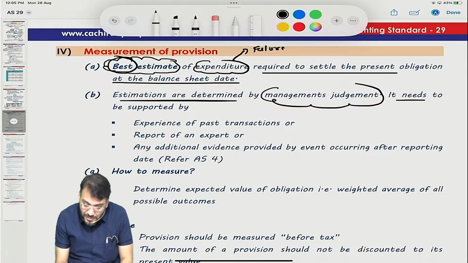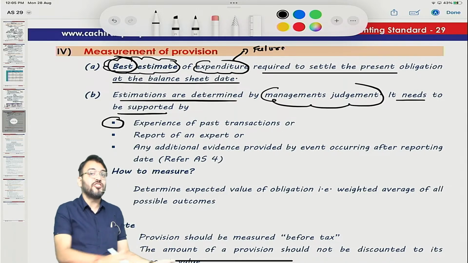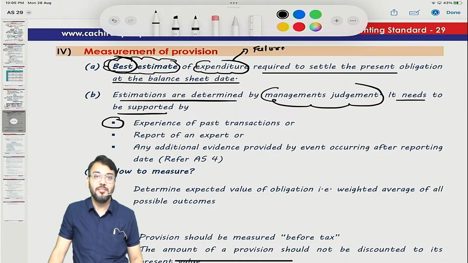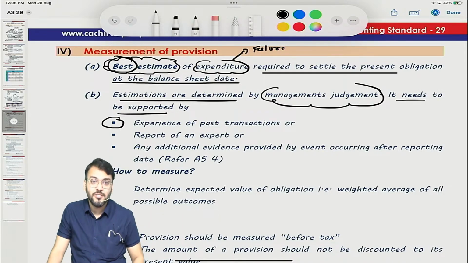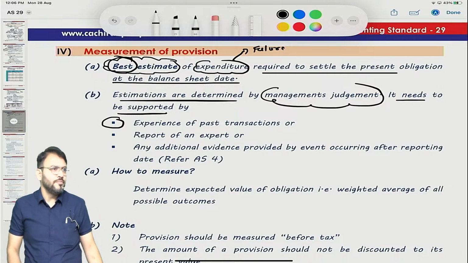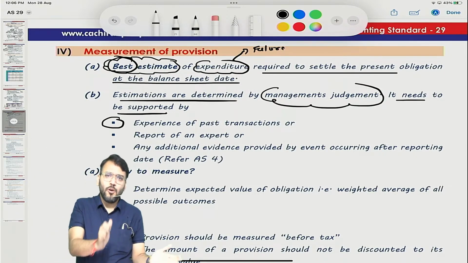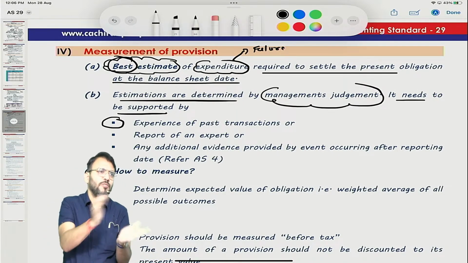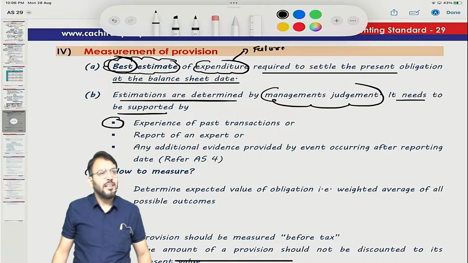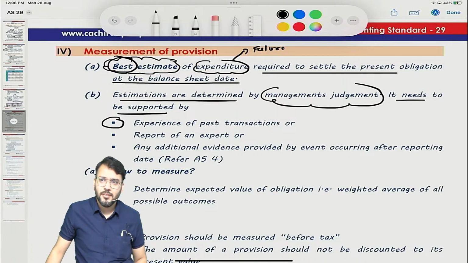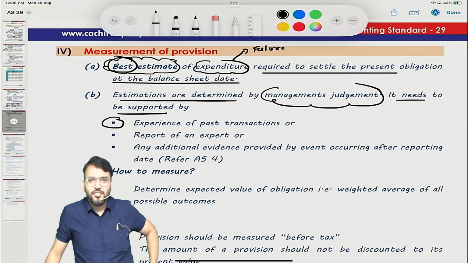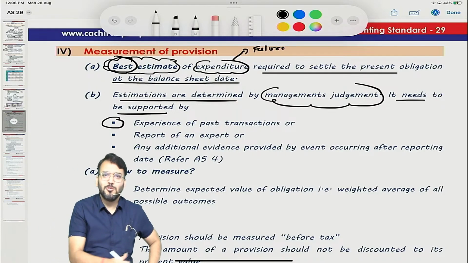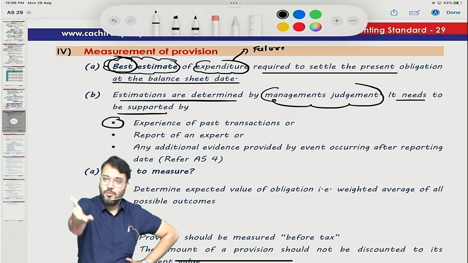So can I say it needs to be supported by experience of past transactions, experience of past exams: how much you have scored in a past test paper, how much you have scored in CA Foundation. Now, when I was in school, I changed my school from class 10 to class 11, from one school to another. In class 10 I was a good student, so the expectation on me would be high. I scored good marks in the class 10 board exam. It may not seem so, but I was a good student. Okay. So I went to a new school.